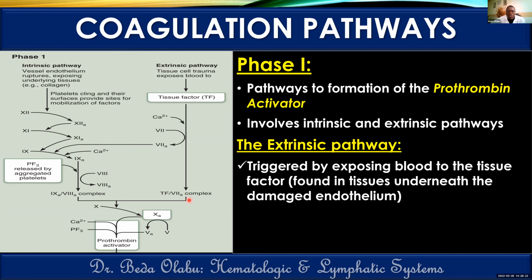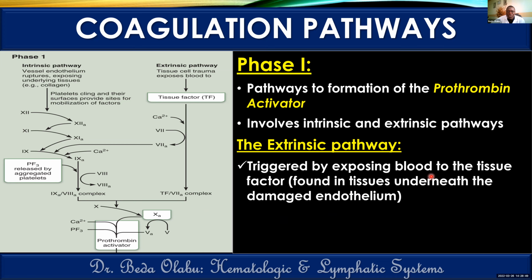The extrinsic pathway is triggered by exposure of blood to what we call tissue factor. Tissue factor is found within the tissues underneath the damaged endothelium. So when blood becomes exposed to the tissue factor, it triggers clotting through the extrinsic pathway.